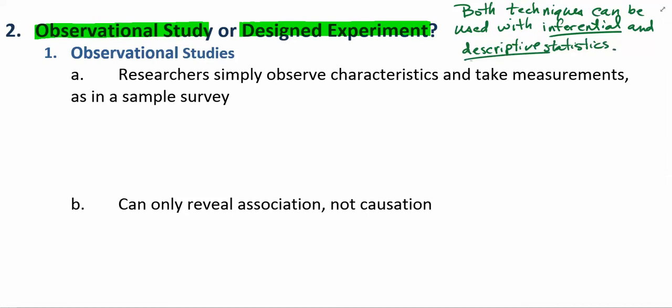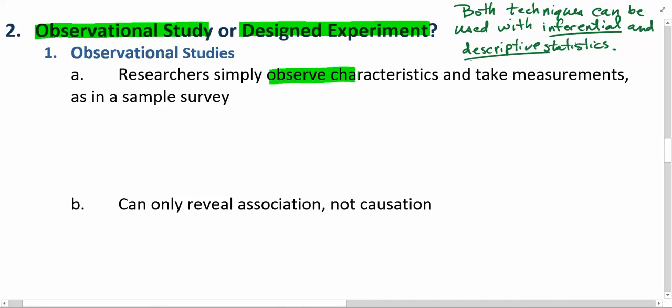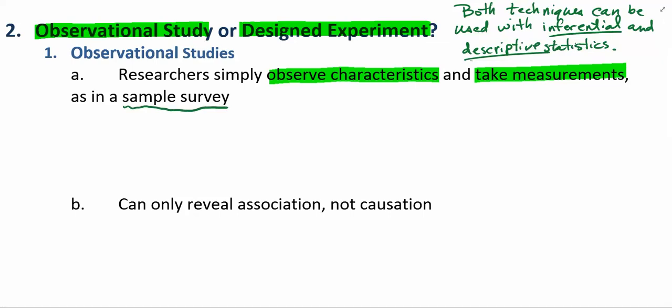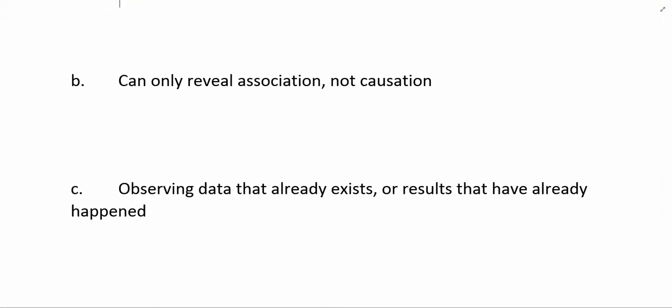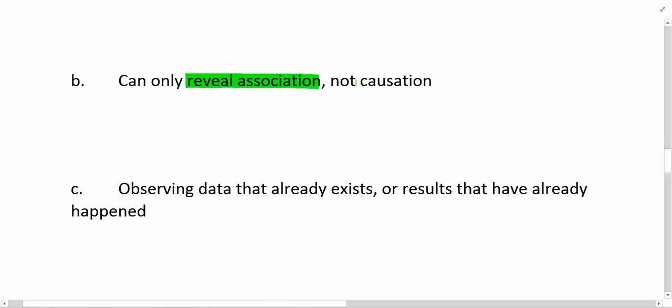In an observational study, researchers simply observe characteristics and take measurements, as in a sample survey. A survey given to a sample group within a population could represent an observational study. One must be careful, though, looking at the results of an observational study because the results can only reveal an association between two groups, not causation. So in other words, we might say that we can find a link between two groups.